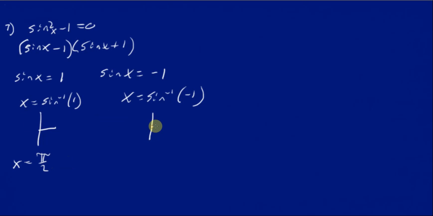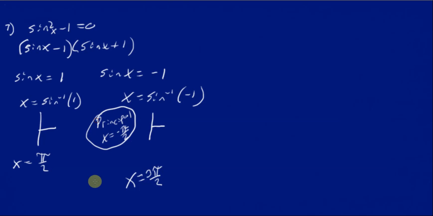All right. Where is the sine negative 1? Well, that's down here. That, for the answer between 0 and 360, is going to be 3 pi over 2. But that's not the principal value. The principal value, remember, ranges from negative pi over 2 to pi over 2, so x is equal to negative pi over 2. That's my principal value answer. This would be the answer for the homework that you did, pi over 2 and 3 pi over 2.